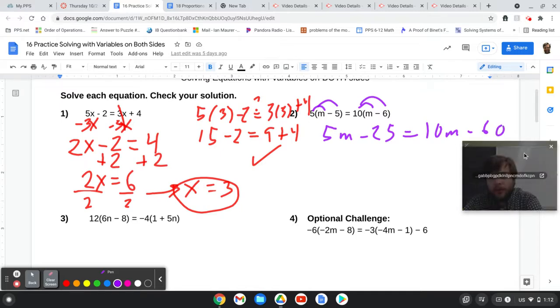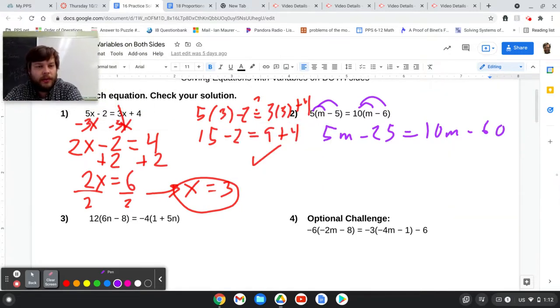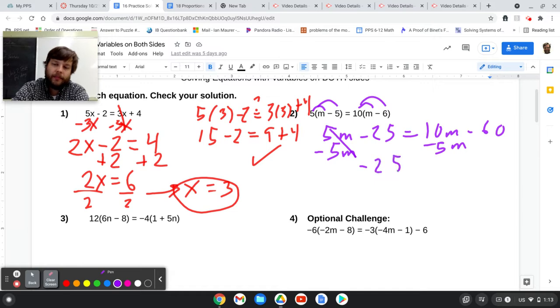I could choose which direction I want to move my variables. Now this looks just like problem 1. So I could either move my variables to the left side or I could move them to the right side. On problem 1, the red ink, I moved them to the left side. So just for variety's sake, let's move it to the other side. Minus 5m, because that cancels out positive 5m. I have negative 25 equals 5m minus 60.